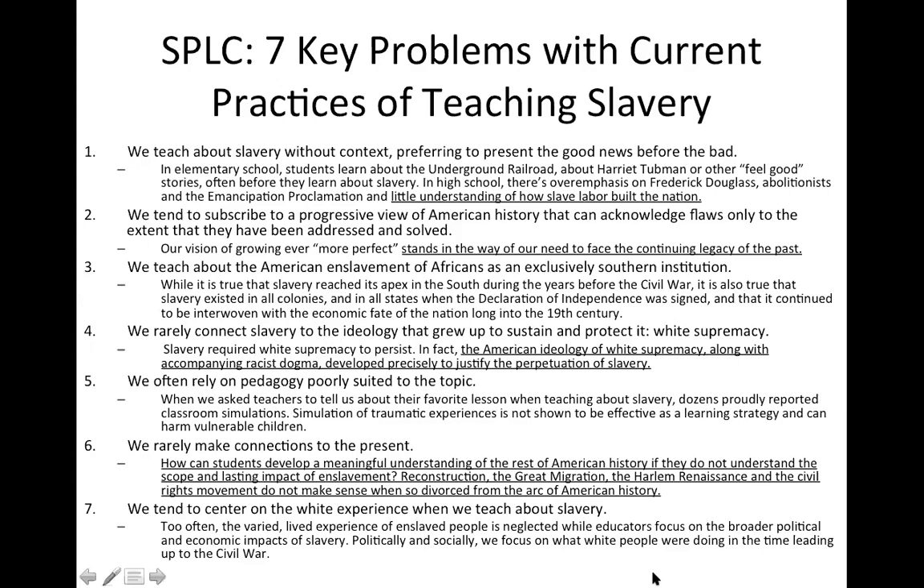I think number 6 is a big one. We rarely make connections to the present. How can students develop a meaningful understanding of the rest of American history if they do not understand the scope and lasting impact of enslavement? Reconstruction, the Great Migration, the Harlem Renaissance, the Civil Rights movements do not make sense when so divorced from the arc of American history. Those are the big ones. We don't connect these past things to the realities of today.